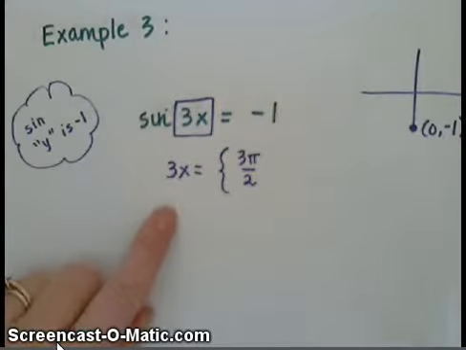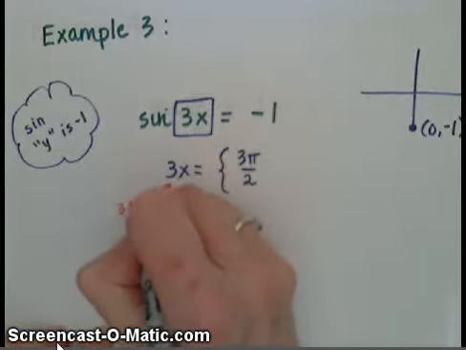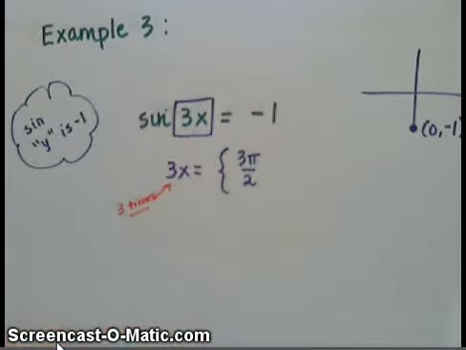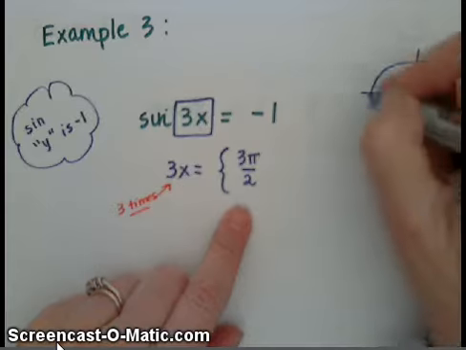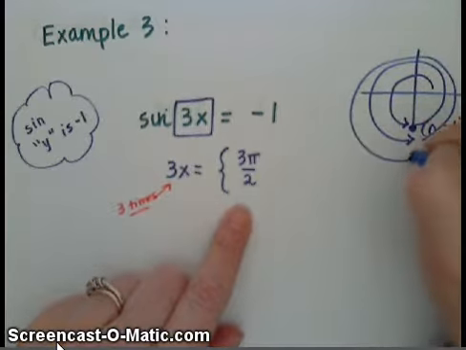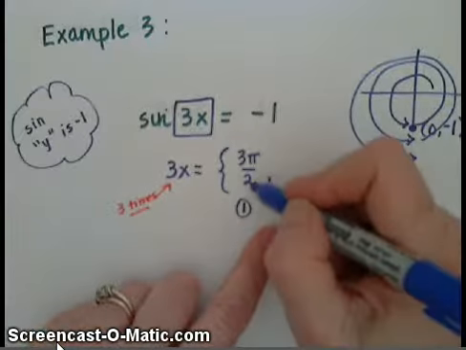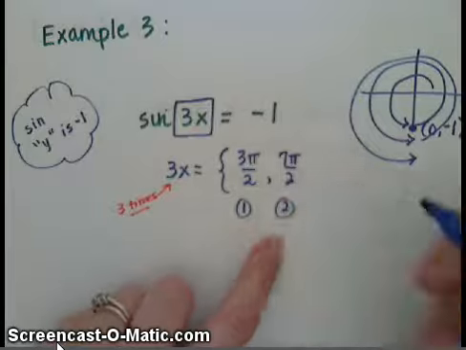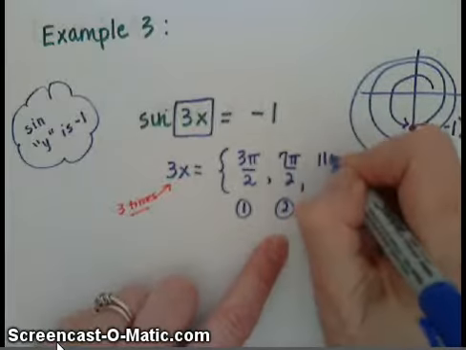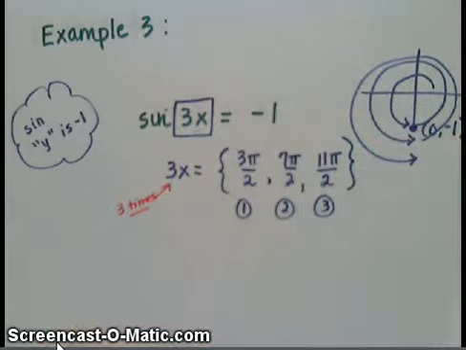Now, because it's 3, this says I have to go around 3 times. So anyway, we go around to here, and then we go all the way around and come back, and then we go all the way around and come back. So the easiest way to do that, this is the first rotation. Then we double the bottom, we get 4, so we get 7 pi over 2. That's the second rotation. And then we go around and add 4 to the top and get 11 pi over 2. This is the third rotation. So there are the 3 answers, or the 3 rotations.